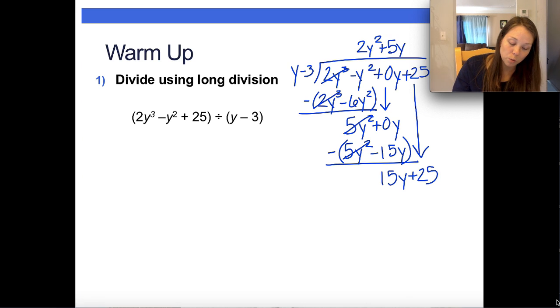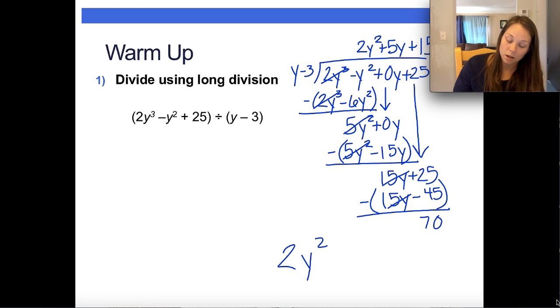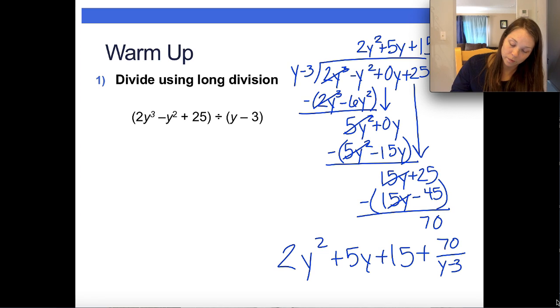Last time through, y times what is 15y? That would be 15. We get 15y minus 45. Subtracting that, the 15y's cancel and give us 0. 25 minus negative 45 is 70. So we get our final answer of 2y squared plus 5y plus 15 plus a remainder of 70 over the divisor of y minus 3.